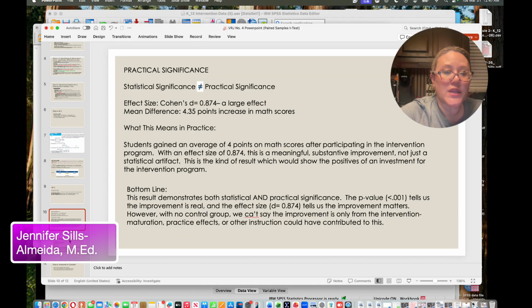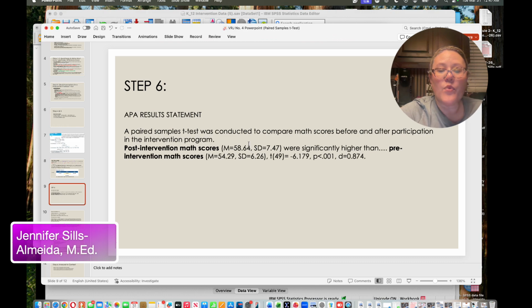So if we go over here and look at that, the standard deviation was 7.47, and the post scores were higher than the pre-intervention math scores. As you can see, pre-intervention the mean score was only 54. Later on, it was a 58 mean score because of the intervention. So this shows that this was significant.